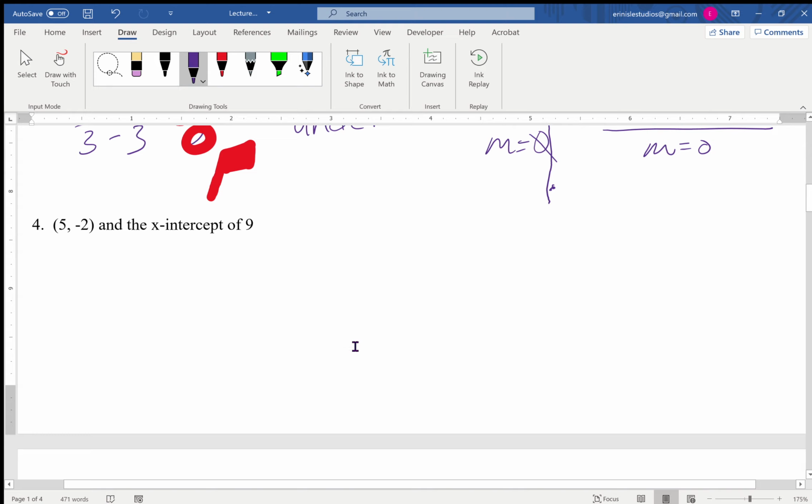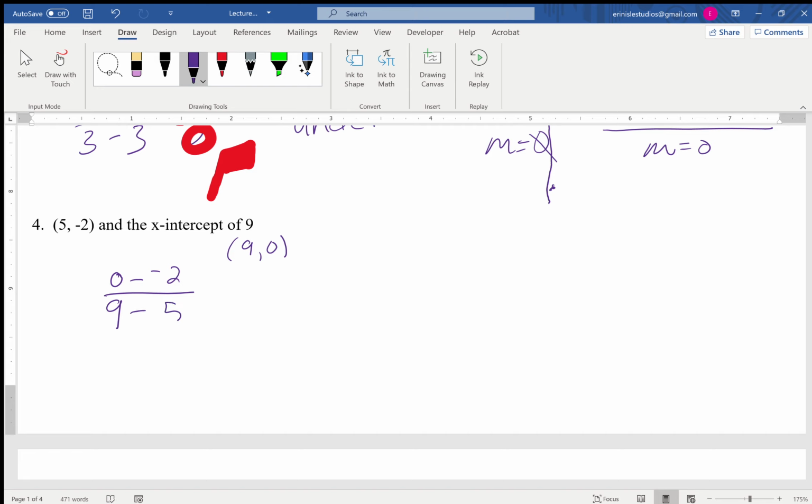Okay, the x-intercept is 9. Well, what does that mean? X-intercept of 9 means 9, 0. So now you have 2 points. 0 over 9. Y over x. Minus y, negative 2, over x of 5. Well, that becomes plus a positive, so it's 2 over. 9 minus 5 is 4, so it's 1/2 is the slope of that line.